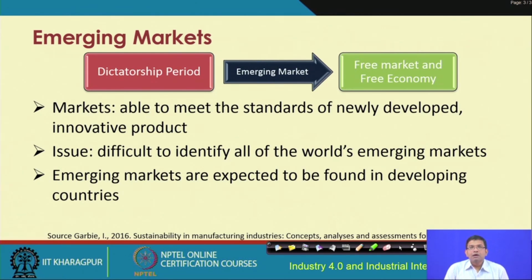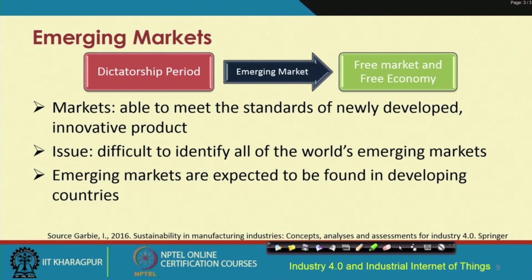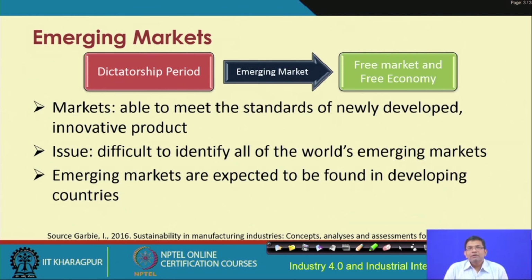The next globalization issue is the emerging markets and their consideration. Markets are able to meet the standards of newly developed innovative products. The issue over here is that it is difficult to identify all the world's emerging markets. And if you think about emerging markets, whenever a particular product is being introduced, it typically goes through a phase of dictatorship.